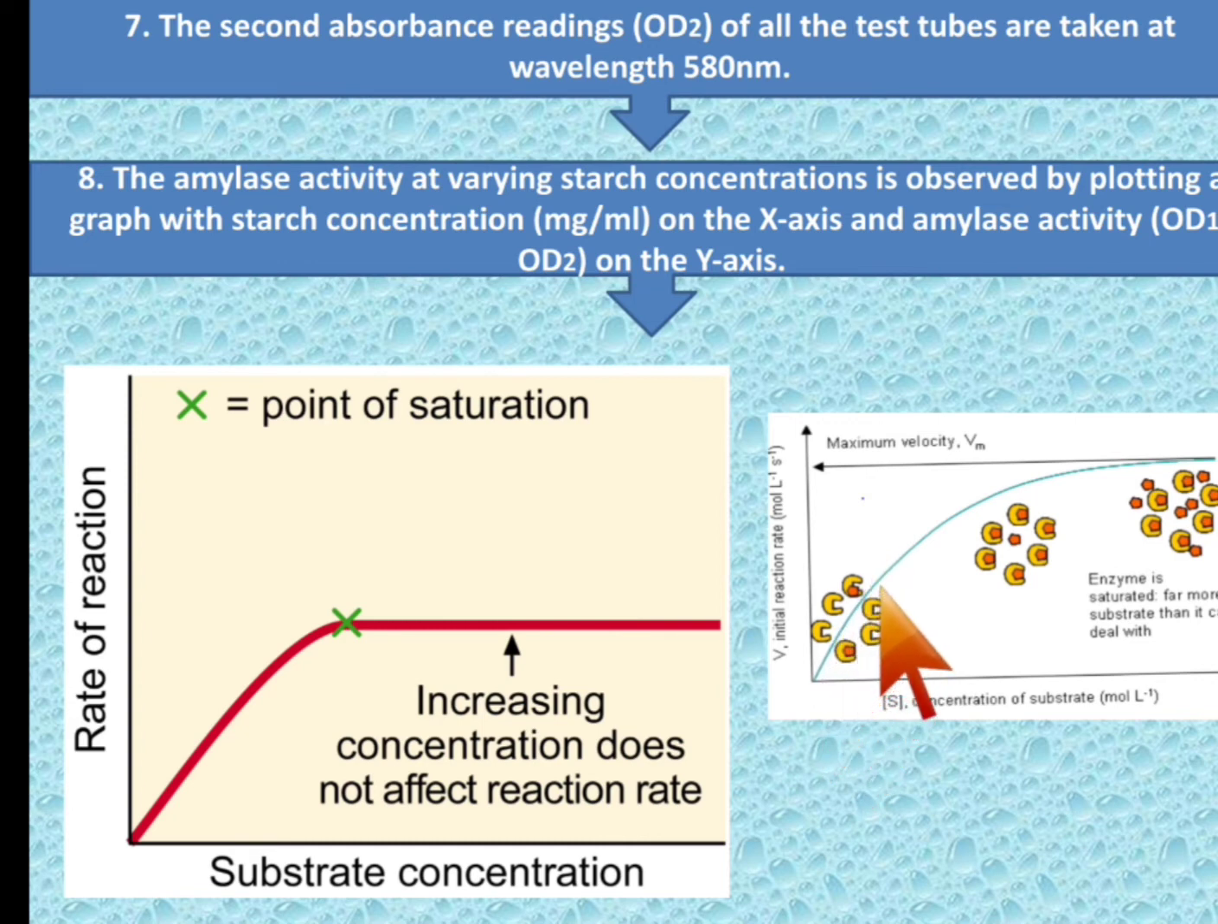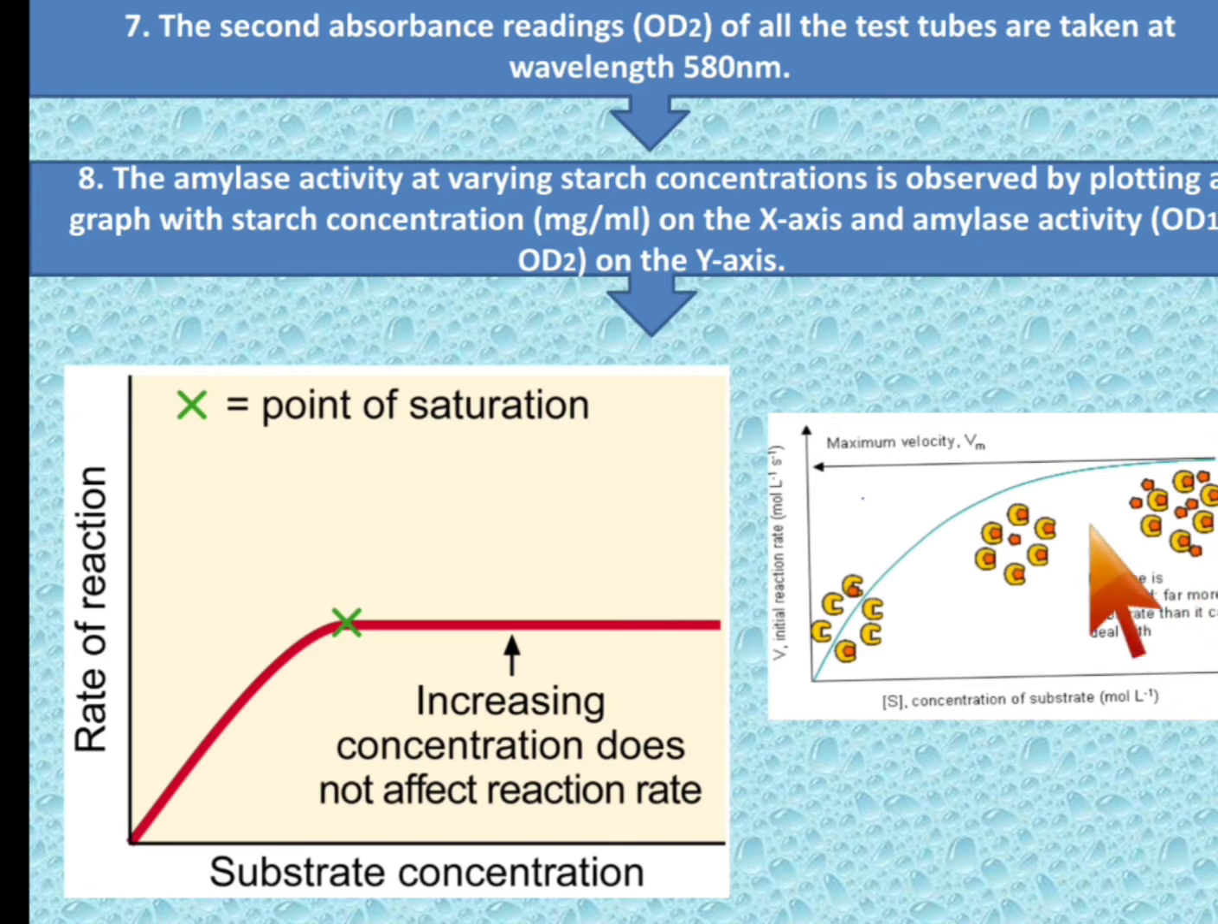But as you go along the x-axis, as the concentration increases from 0.2 to 0.4 to 0.6 to 0.8, what happens? Till here, for example at 0.4, you can see that all the active sites of the enzymes are occupied by these substrate molecules, but still the reaction is taking place at a faster rate. But as you increase the concentration of substrate more and more, since all the active sites of the enzymes are already occupied by the substrates, the enzyme is already saturated.